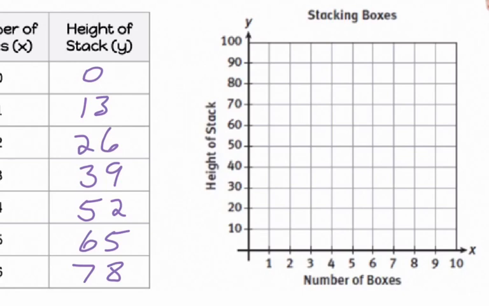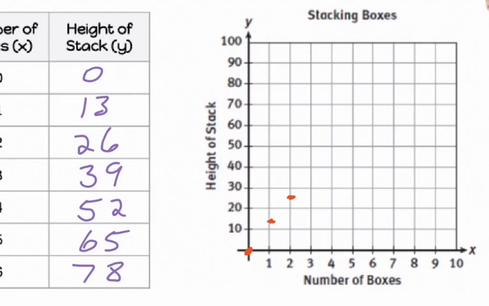First spot, I'll use the red dot. We're going to be at 0, 0. So obviously we'll have a spot there. We got nothing. 1 box gets us to 13. So we'll go 1 on the x and then up to 13. About-ish right there. That'll work. Next up, 2 boxes gets us to 26. So that should be about right. A little over halfway. I did a pretty decent job.